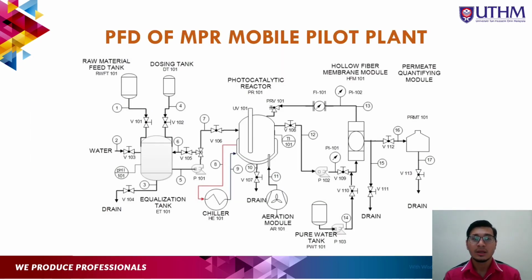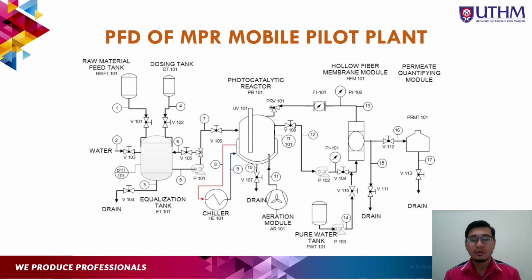So this is the process flow diagram of the MPR mobile pilot plant. We insert the raw material inside the raw material feed tank, and in the dosing tank we put the catalyst. It will mix in the equalization tank, and then the stirred solution will be transferred to the photocatalytic reactor. In this photocatalytic reactor, 9 units of UV lights are installed, which can be used as 4 units, 5 units, or 9 units of UV lights.